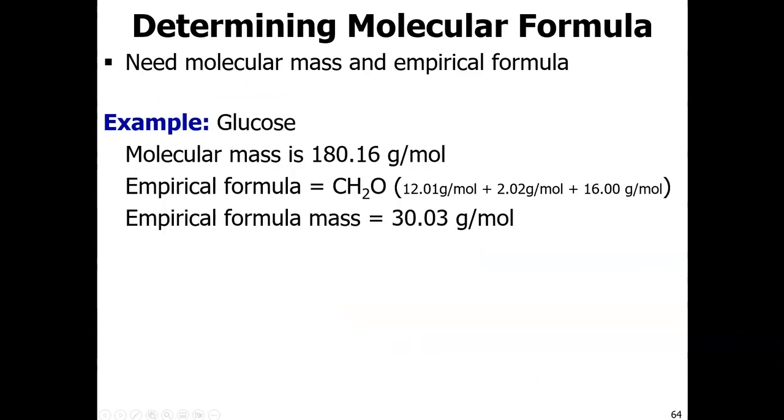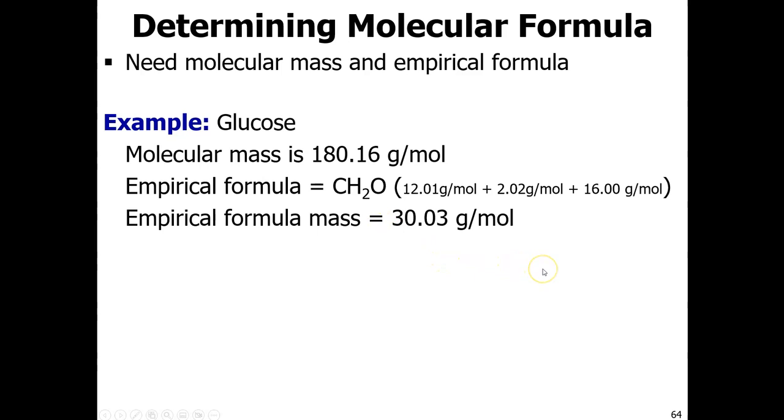And so if we were able to identify something with this mass, and we know from combustion experiments that the empirical formula was CH2O, then the empirical formula mass is 30.03. So we can add the 12.01 grams for carbon, the 1 gram per mole times 2 of the hydrogen, which gives us this number, and then the 16 grams per mole for oxygen to get us approximately 30.03 grams per mole.